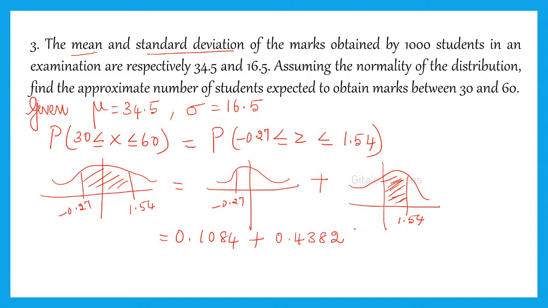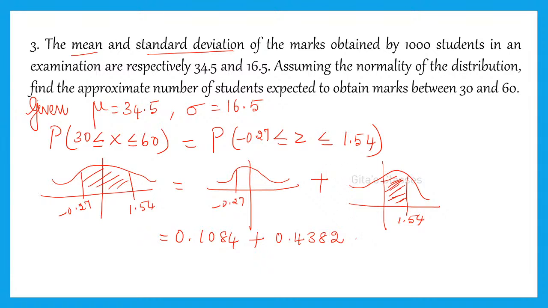What is 0.64? It is 0.60 only, no? The question is 30 and 60. Why do we go for 0.64? We want only up to 60, not for 0.64 and 0.84. For 60, it is only 0.4382. 1.54 is correct. Final answer is 0.5916, ma. Akshita, final answer is this one.